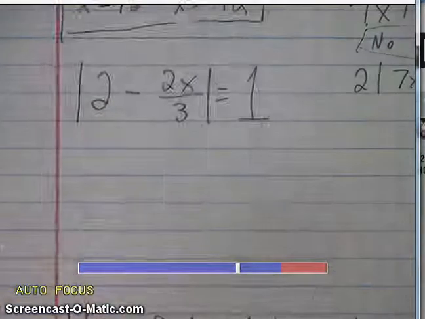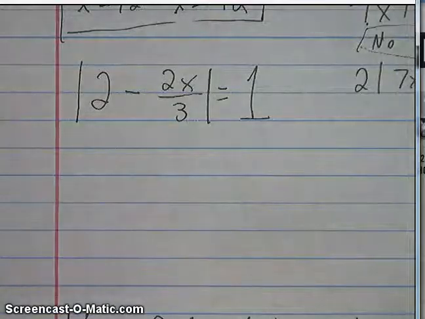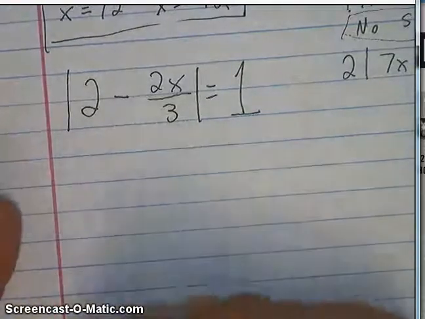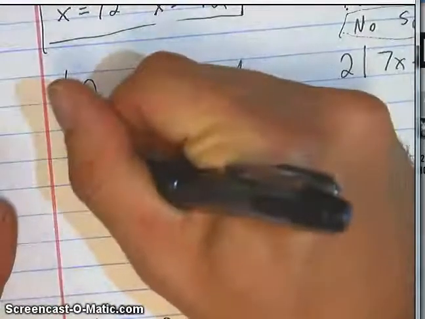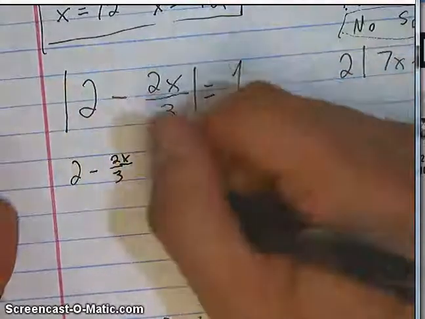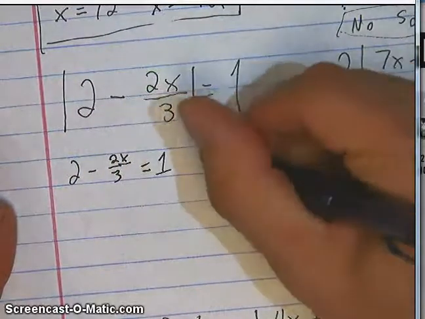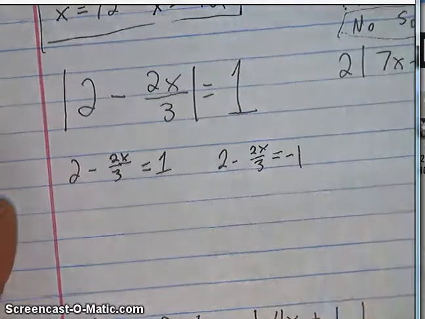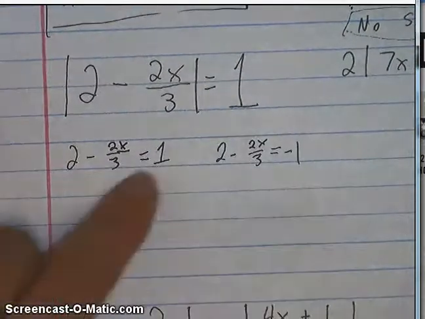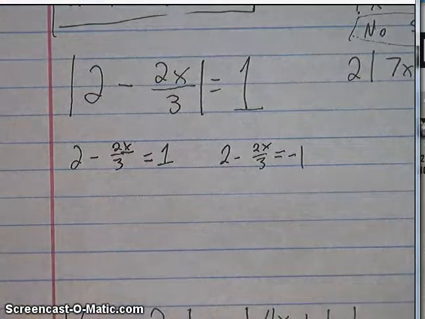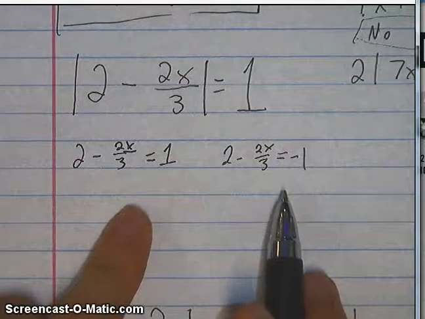All right, here's another equation. Ask yourself the same set of questions. Is there anything on the outside of the bars? No? We can break it into two equations. We've got 2 minus 2x/3 equals 1, and 2 minus 2x/3 equals negative 1. Process is the same every single time. One side is 1, the other equation is negative 1. So we need to solve both these equations to get the x by itself.